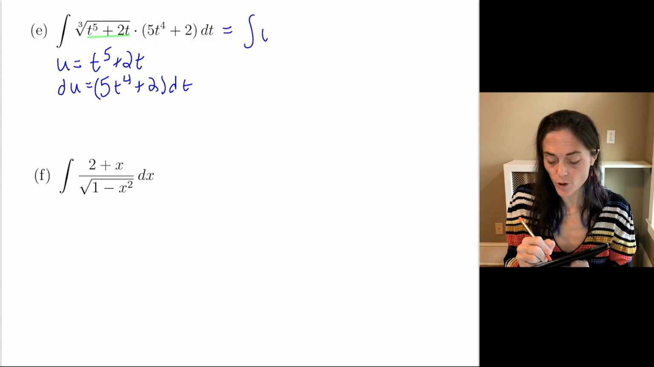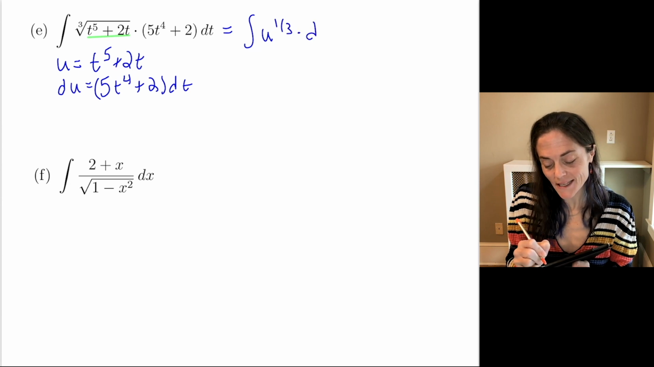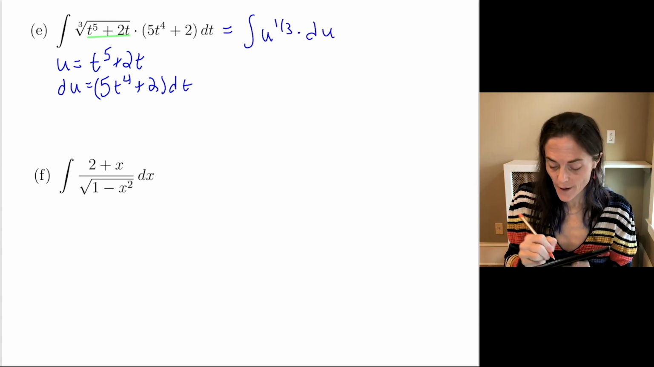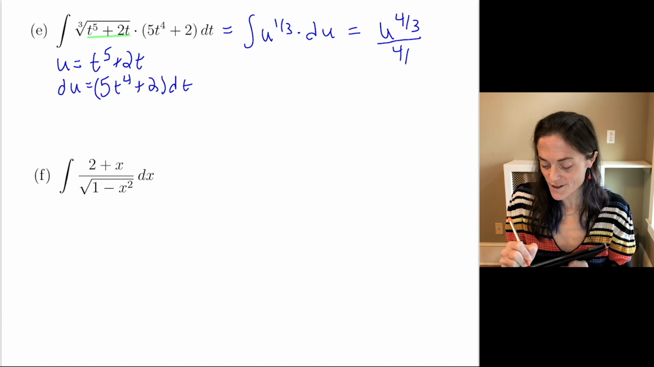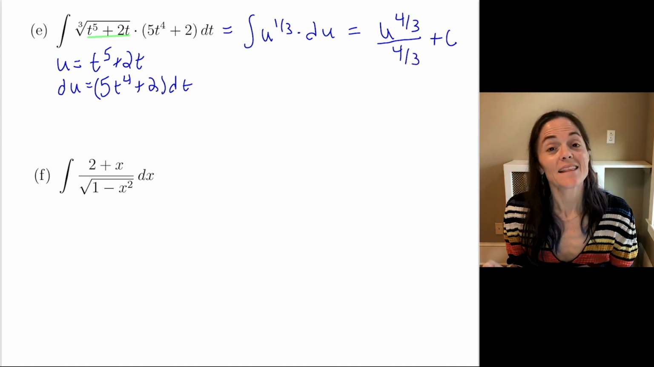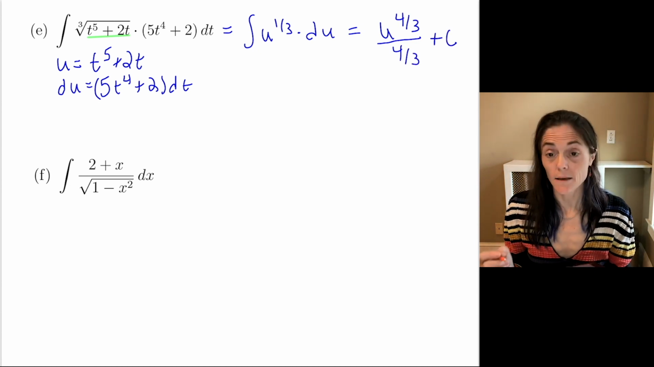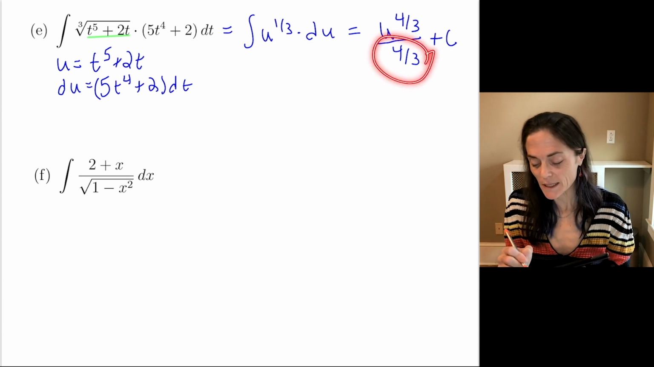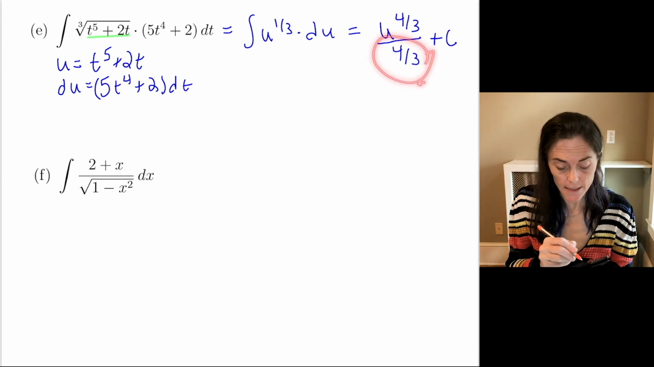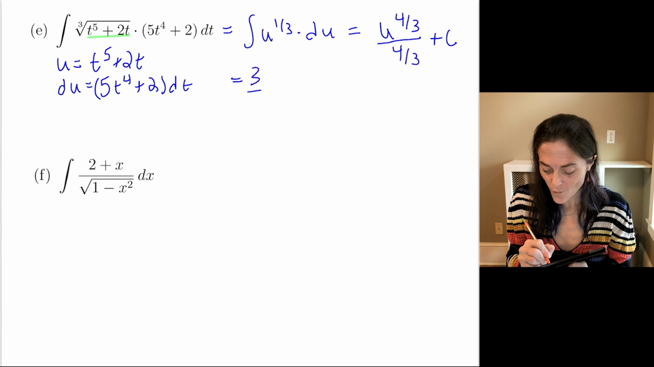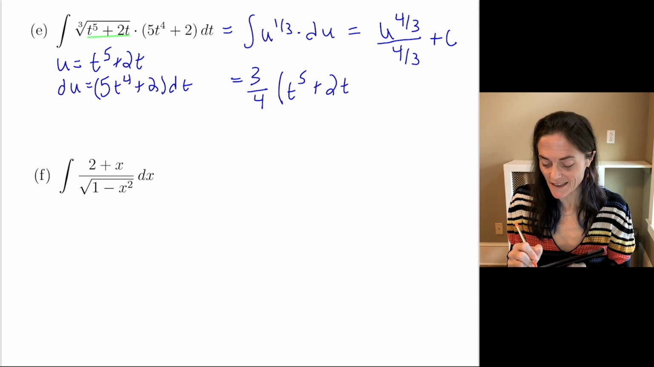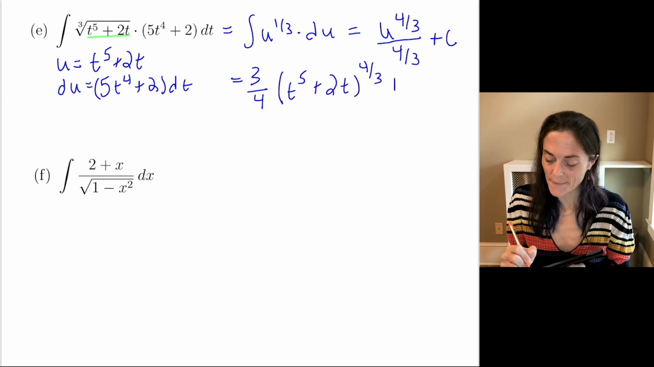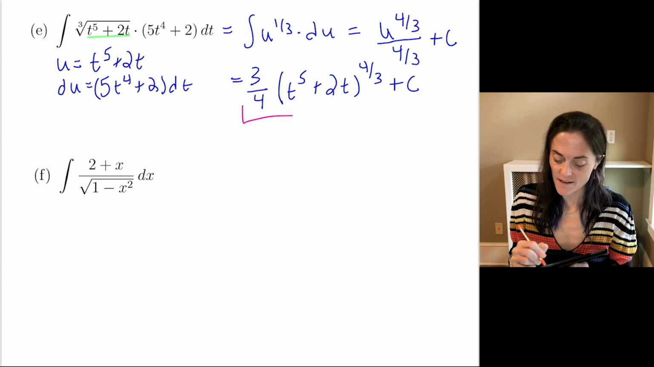You notice I have an integral u to the 1/3 power times du. Now we integrate by adding a power, u to the 4/3, and then divided by 4/3. And the final step, go back to t. I typically won't leave a fraction in the denominator like this. So we have a 3/4 t to the 5th plus 2t to the 4/3 plus c. This is our final answer.